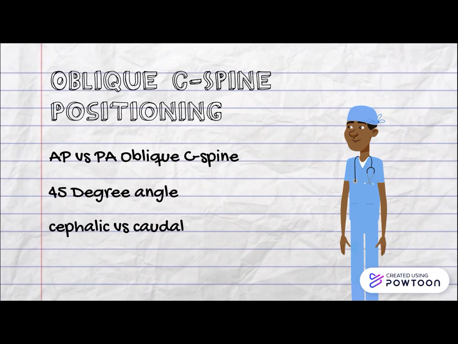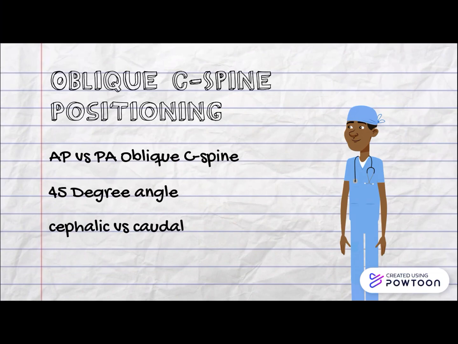C-spine oblique projections can be taken in an AP or PA orientation. The patient can be either standing upright or seated. They can be supine or in a recumbent position that's comfortable for them. Because oblique projections can be AP or PA, this will alter which direction you will tilt the tube.